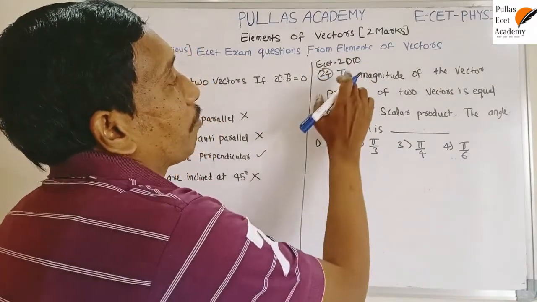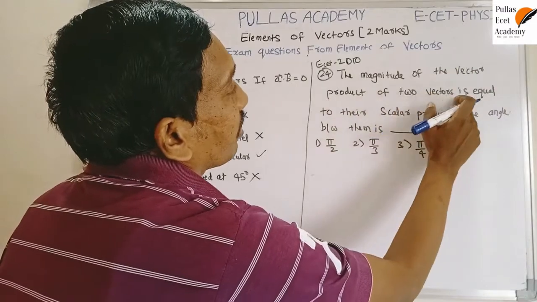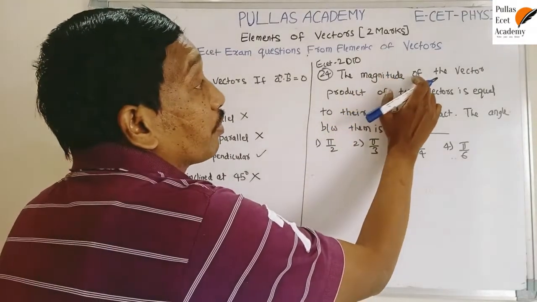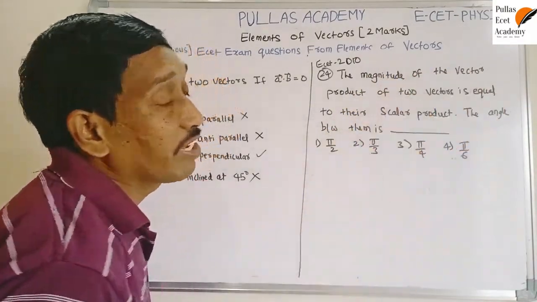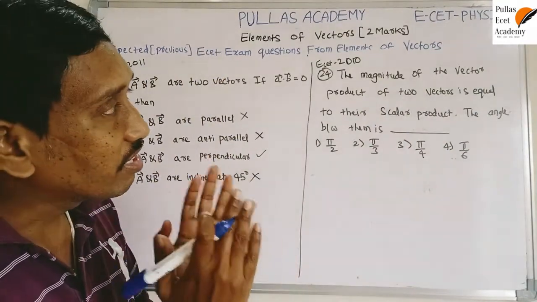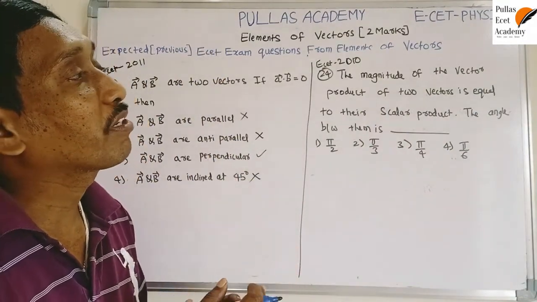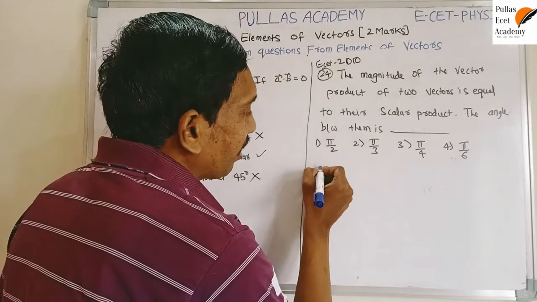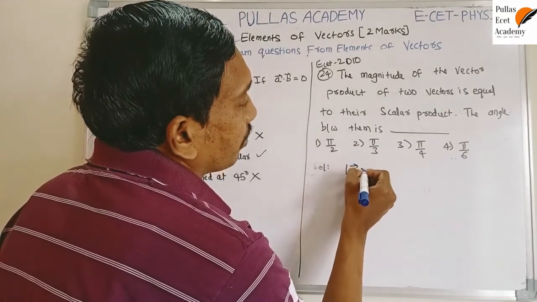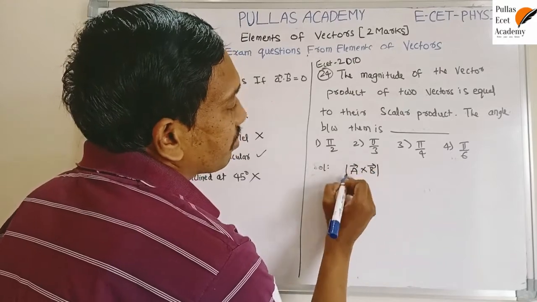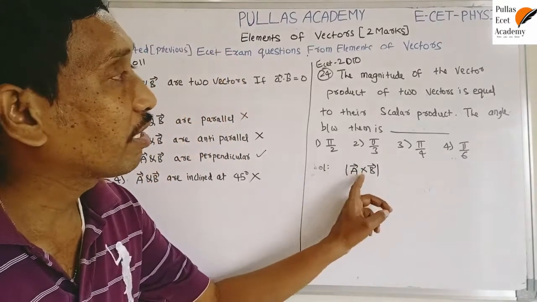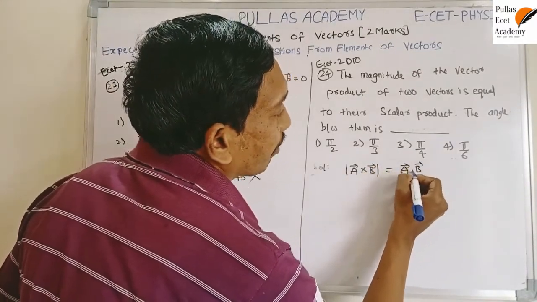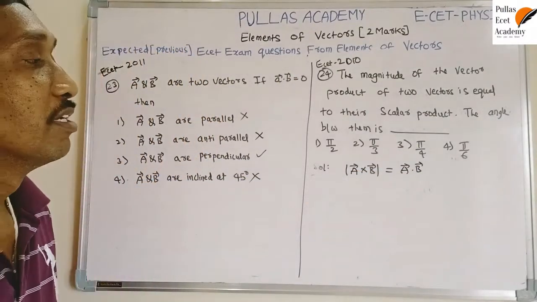The next question. The magnitude of the vector product of two vectors is equal to their scalar product. What is the angle between them? So listen carefully. Given two vectors, the magnitude of the vector product is equal to the scalar product. Suppose we have two vectors, a bar and b bar. The modulus of a bar cross b bar, the magnitude of the vector product, is equal to the scalar product of these two vectors. The scalar product is indicated by the dot symbol, the vector product by the cross symbol.